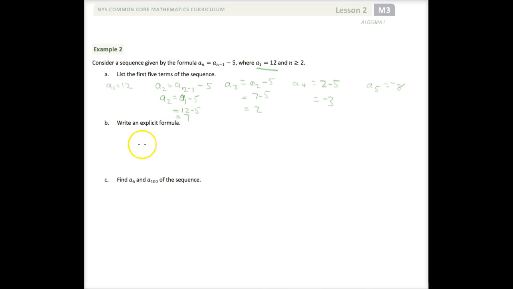It says write an explicit formula. Well, what's happened is this is a recursive formula. Everything we do is a reoccurring event. It's based on the thing that happened before. So an explicit formula is where we don't have to know what the item before was.